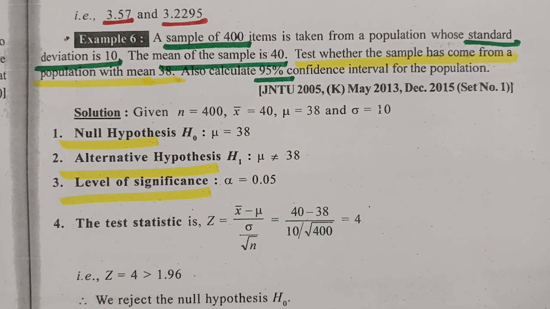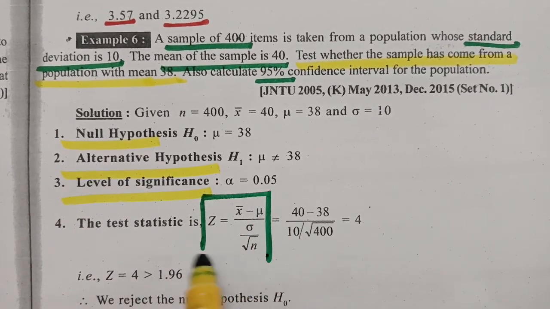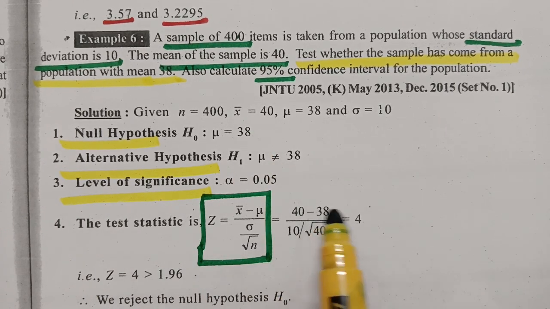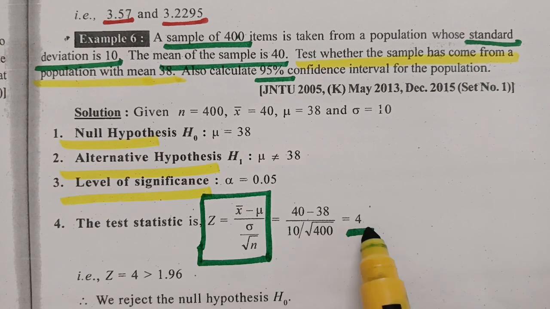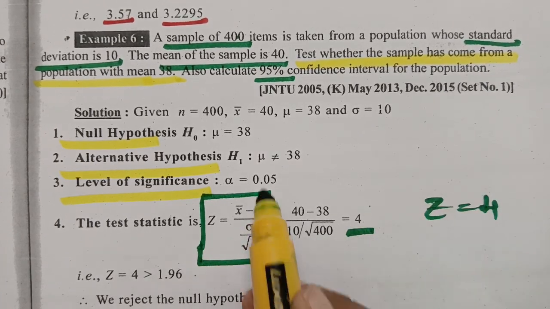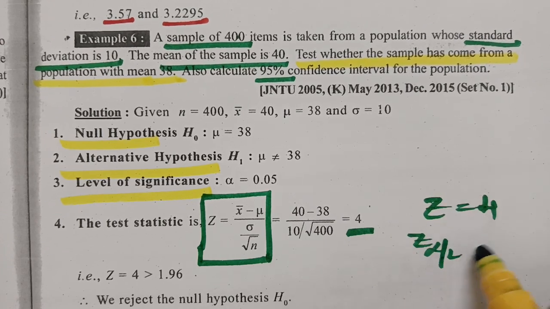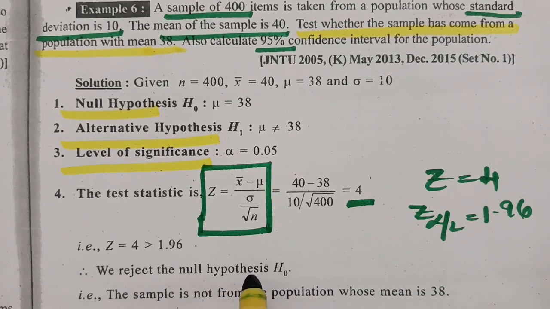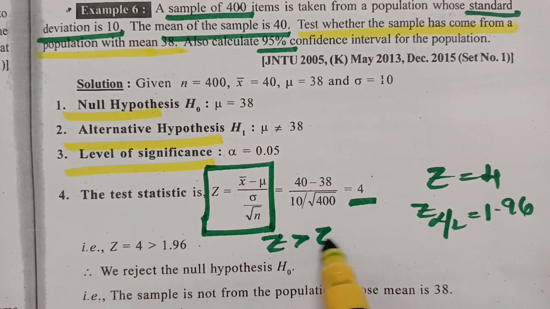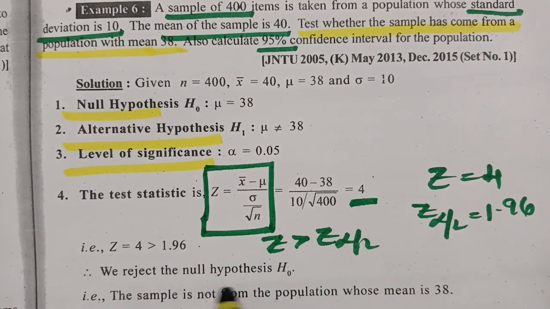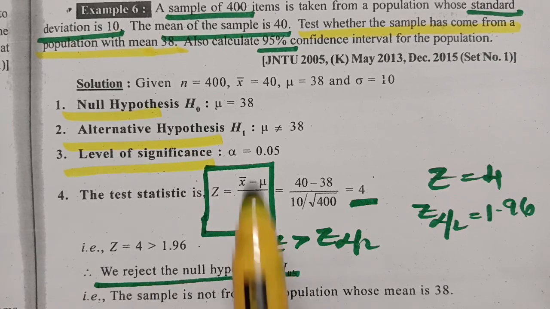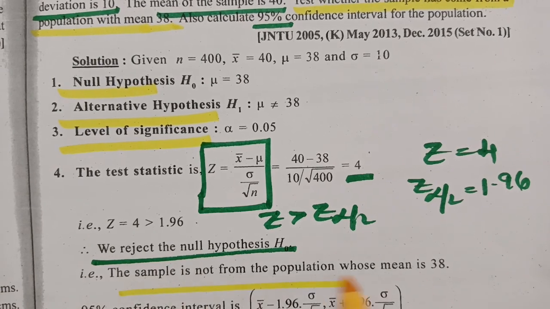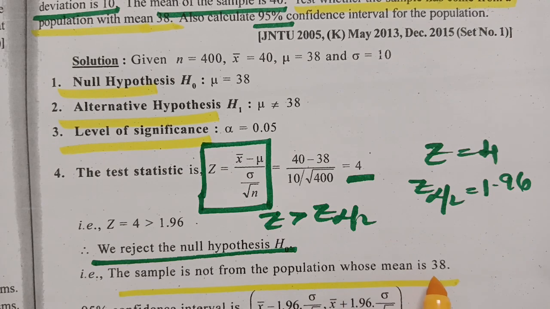And test statistic, this is the formula: z is equal to x bar minus mu by sigma by root n. Don't forget this formula. Here x bar is 40 minus 38 by sigma 10 by root 400, and the value is 4. Z value is equal to 4. At 0.05 level of significance, Z alpha by 2 is equal to 1.96. Clearly, the calculated value is greater than the tabular value. Therefore, Z is greater than Z alpha by 2. If Z is greater than Z alpha by 2, we reject the null hypothesis H naught. What is H naught? Mu is equal to 38. It is rejected. This is the conclusion part: the sample is not from the population whose mean is 38.